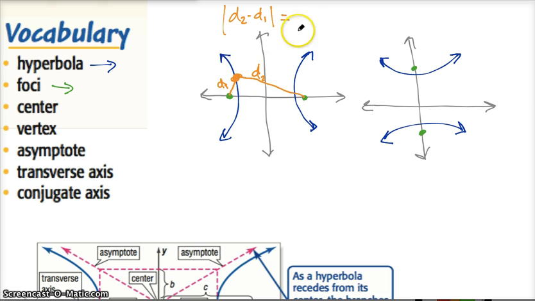Doesn't matter what point we're talking about. Let's say that certain value is r. Any point I choose on the hyperbola, the distance from each focus, when I take the difference of the distances, would still equal that r, the absolute value of d1 minus d2. All right, and so that's how we get the collection of all of these points.